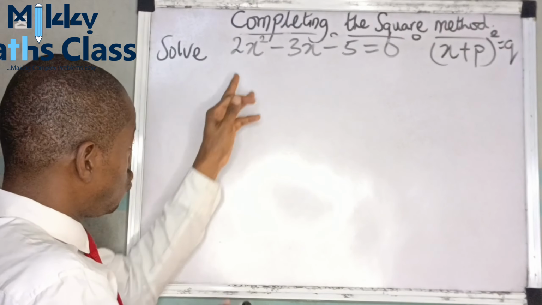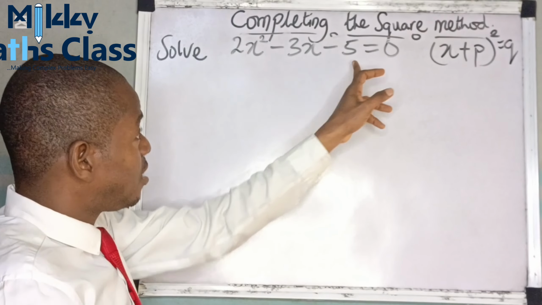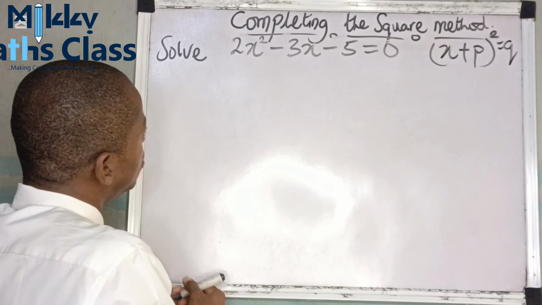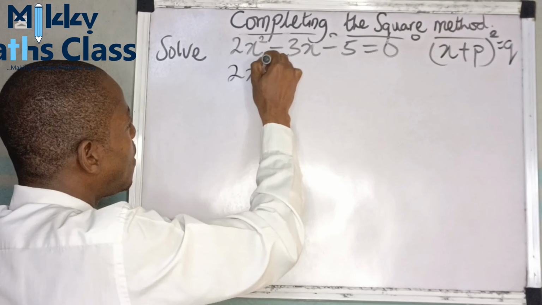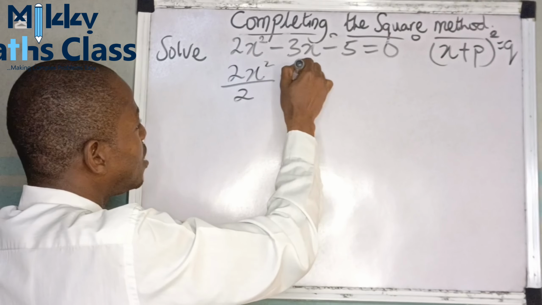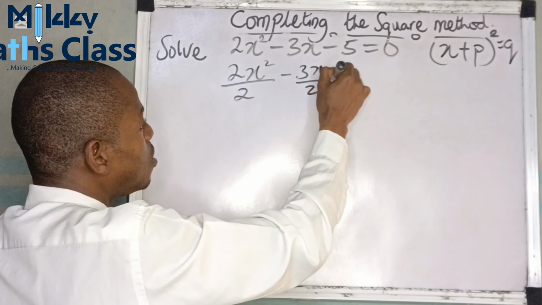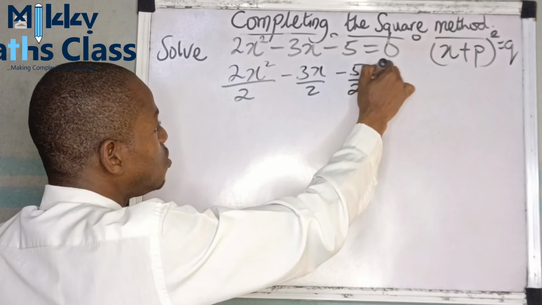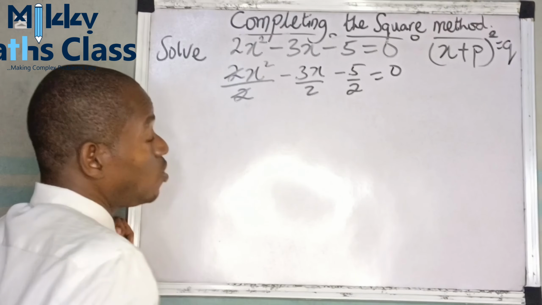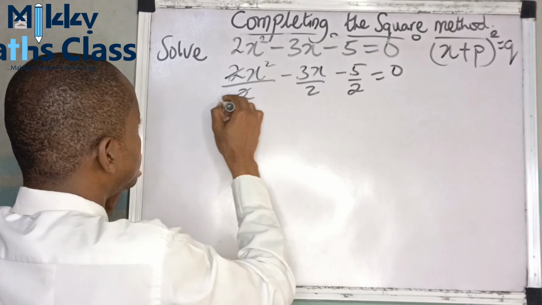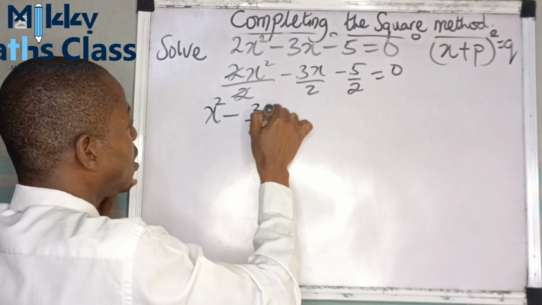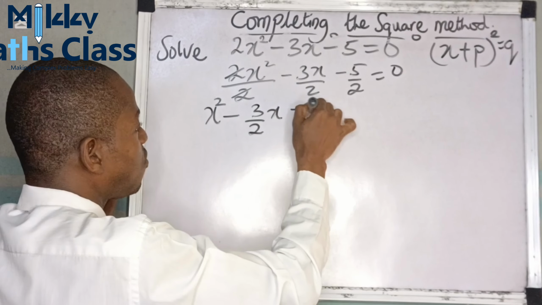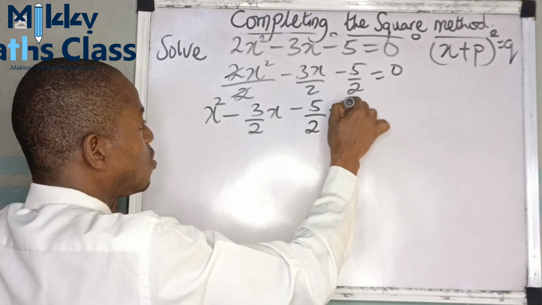Now, the first thing we do in this place, since x squared has a coefficient, clear the coefficient of x squared, which is 2. Now divide both sides by 2. So from there, this is 2x squared over 2 minus 3x over 2 minus 5 over 2 equals 0. This and this will go off. So it becomes x squared minus 3 over 2x minus 5 over 2 equals 0.